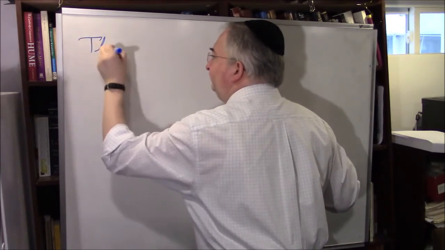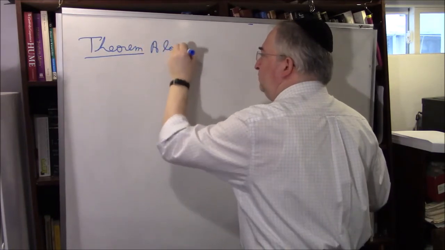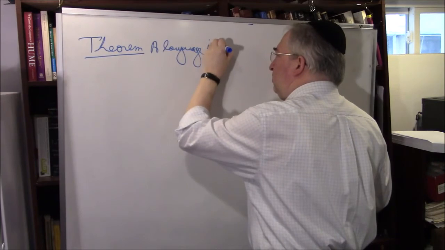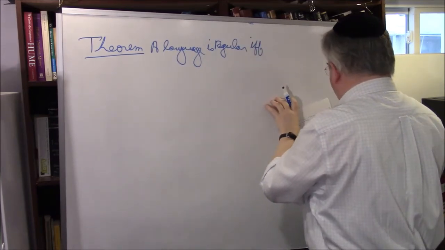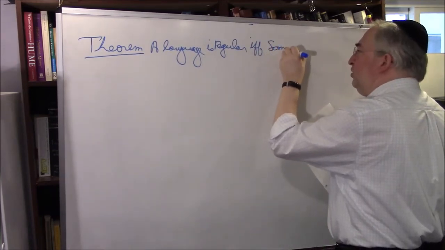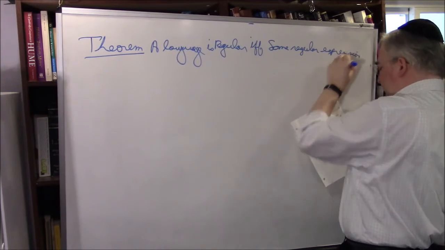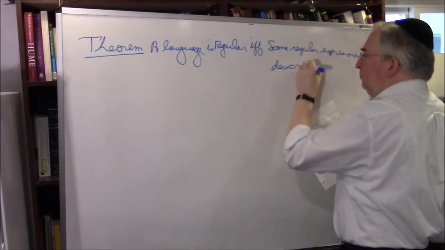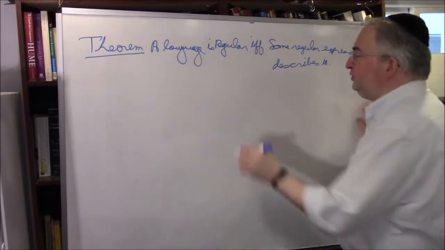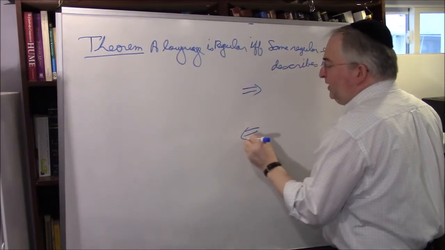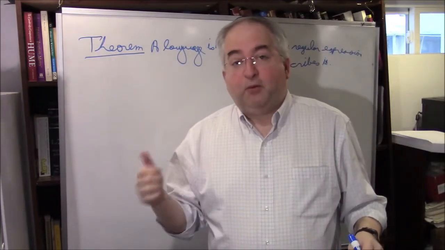Next, theorem. A language is regular if and only if some regular expression describes it. Okay. Now, let's first see what it says. It says, a language is regular. What does it mean for a language to be regular? It means a finite automaton recognizes it.